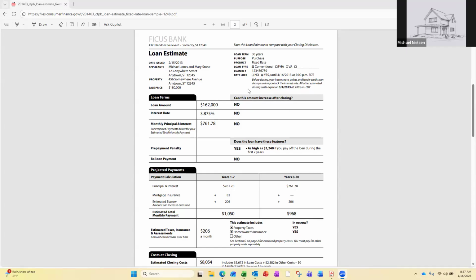Okay, so this is going to be just a quick rundown on the loan estimate, and I'm using just a template from the CFPB, so this is actually something you can pull yourself and take a look at as well. So let's start at the top.